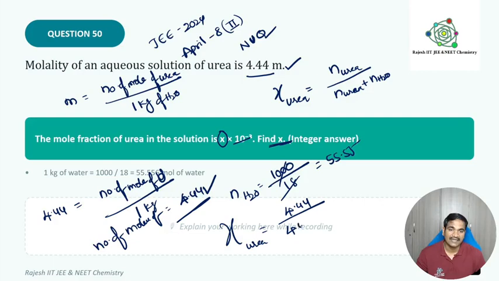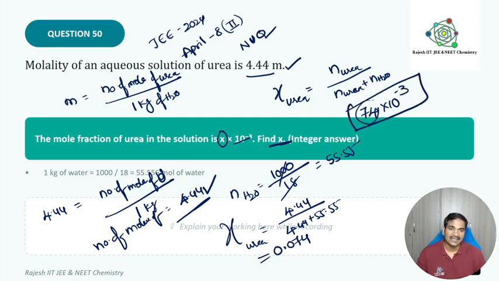4.44 divided by 4.44 plus 55.55. If you solve this ratio, you will get 0.074 value. So that value we can write as 74 into 10 to the power minus 3. That means finally we can say that x value is equal to 74, which is an integer. Have you got it? Thanks for watching.